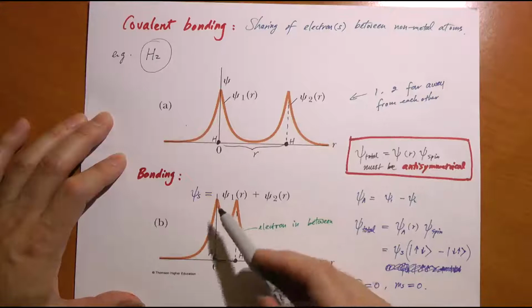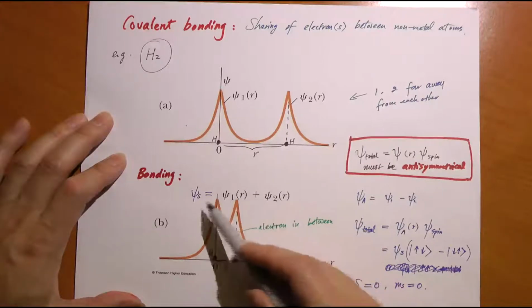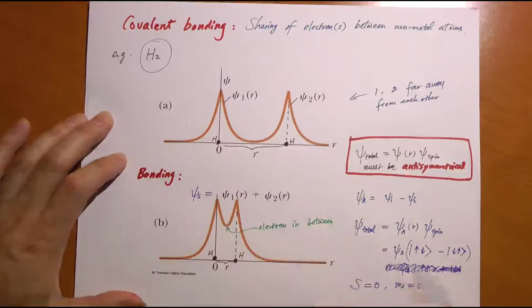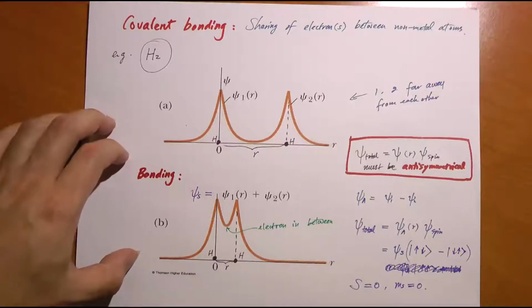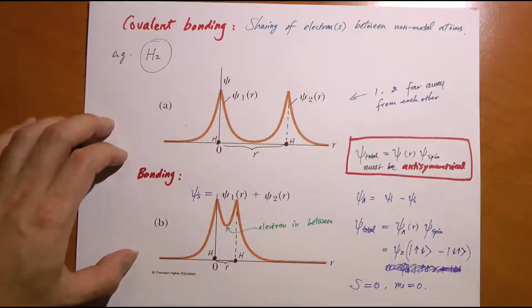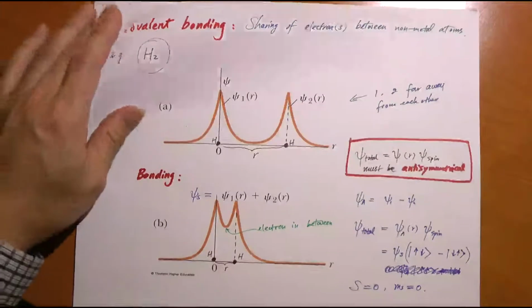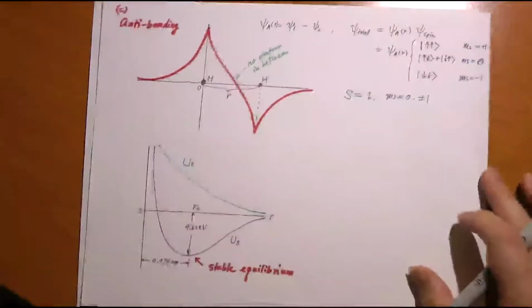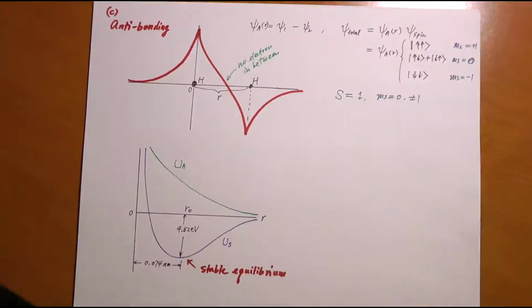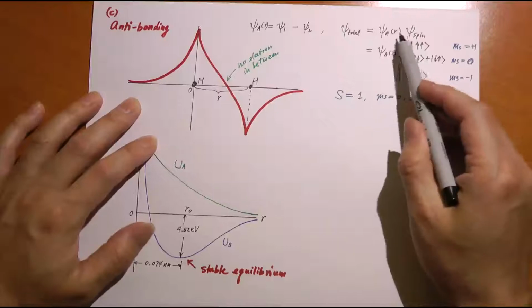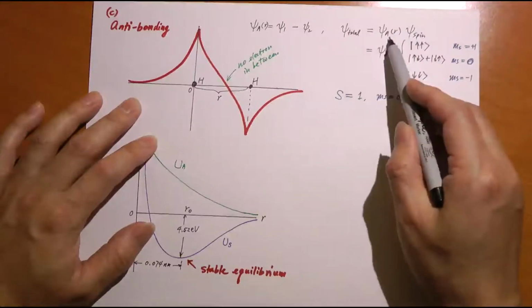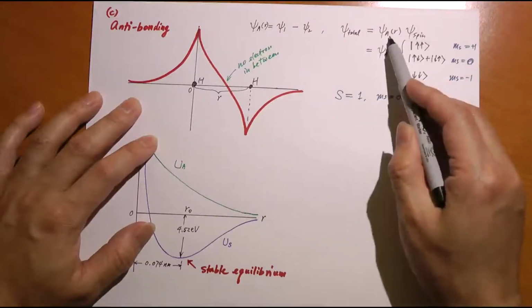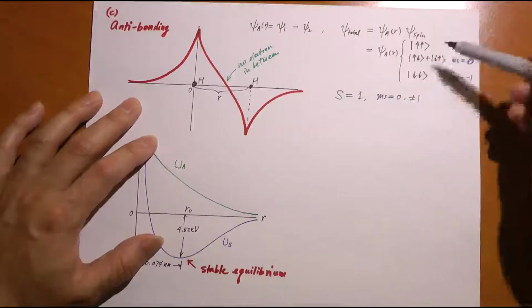This is where the space part of the wave function is symmetrical. We have psi s is psi 1 plus psi 2. Now, you can look at the other case, the so-called anti-bonding case. That is where the space part is anti-symmetrical and the spin part is symmetrical. So look at the spin part first. Again, the total is the product of spin part and space part. The spin part is symmetrical.